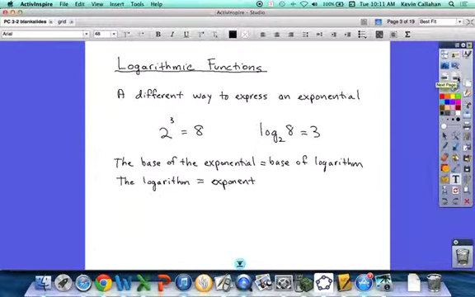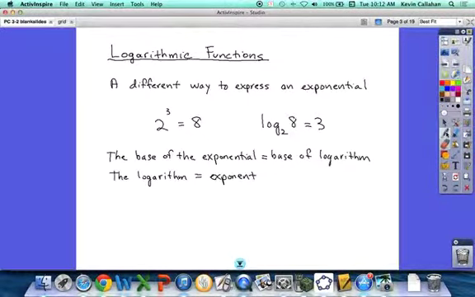Okay, so logarithmic functions. They are just a different way to express the relationship that you see in an exponential. So if you say 2 to the third equals 8, that's an exponential expression or equation. That's the same thing as saying log base 2 of 8 equals 3. You just rearrange everything's position and you've got it.